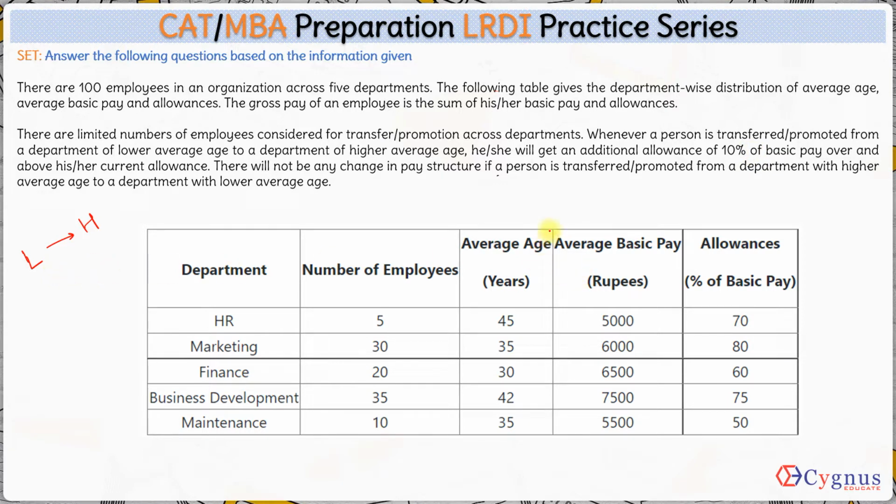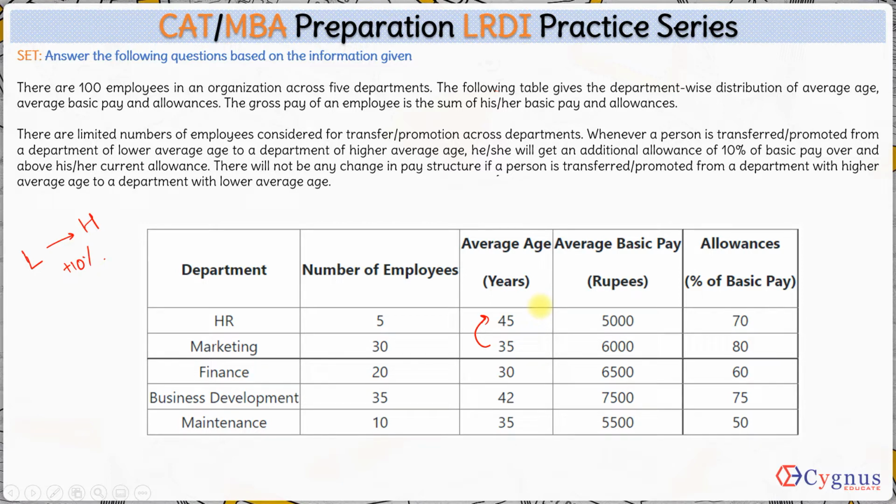Okay, so if let's say a person is transferred from marketing to HR, so the person is getting transferred from a lower age department to a higher age department, right? So in this case the person will get an additional 10% on his or her basic pay. Next, there will not be any change in the pay structure if the person is transferred or promoted from a department with higher age to a department with lower average age. So if a person is transferred from marketing to finance, then there will be no change in the structure of payment that the person receives.